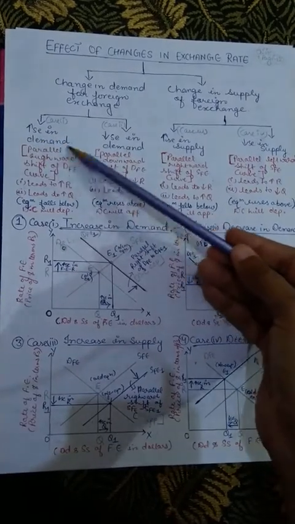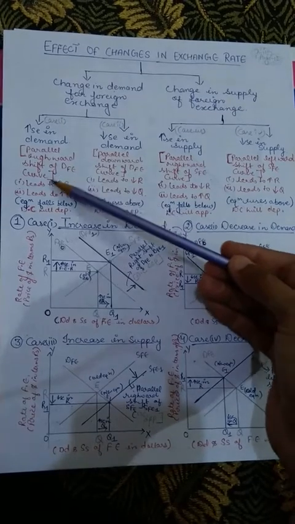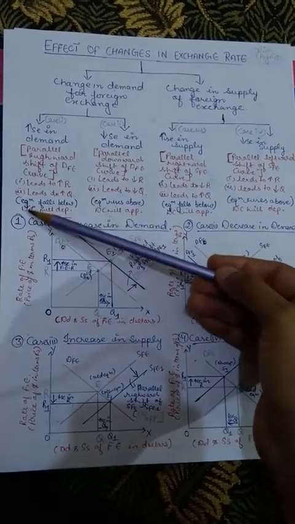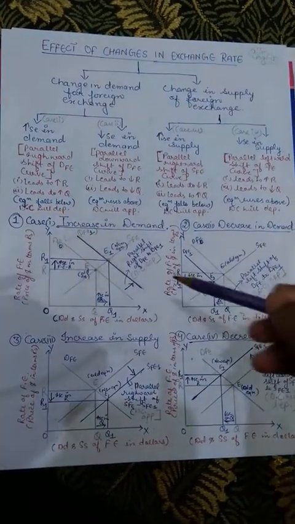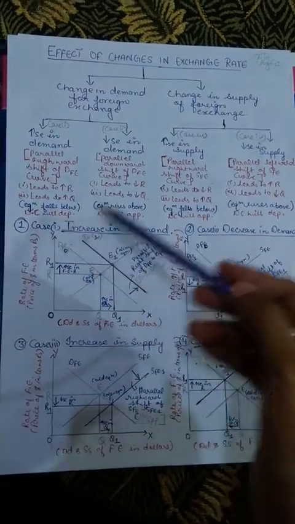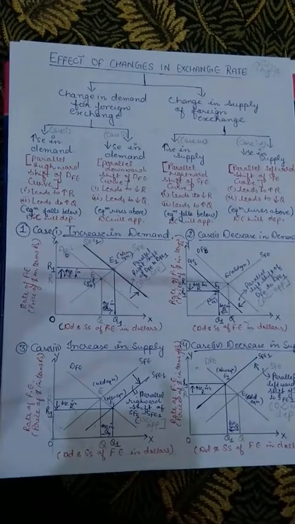Due to increase in demand, there is a parallel rightward shift of the demand DFE curve. It leads to increase in R. It leads to increase in Q. Equilibrium rises, and then there will be depreciation: the domestic currency will depreciate.